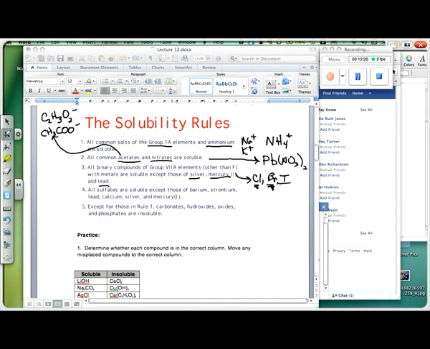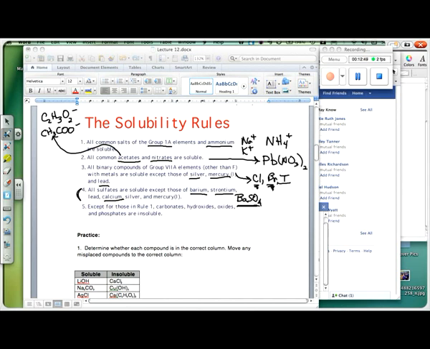Sulfates are soluble except those of barium, strontium, lead, silver, and mercury. So there's your lead, silver, and mercury. So this is your group 2s. And the reason for this one here is that barium sulfate is a +2 -2. Many +2 -2 compounds are not soluble because of the energy it takes to break them apart.